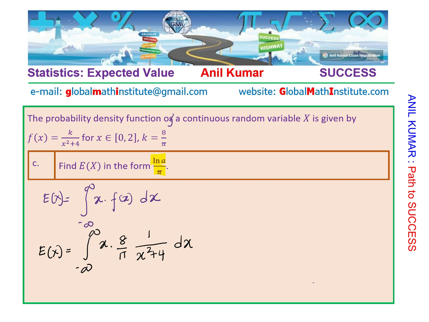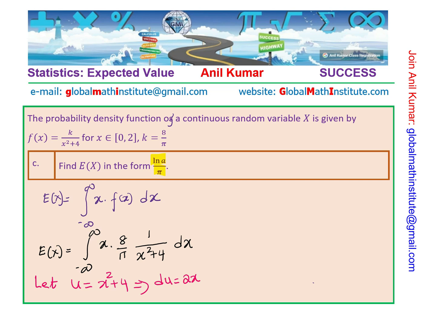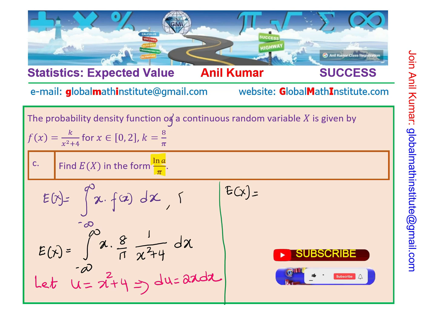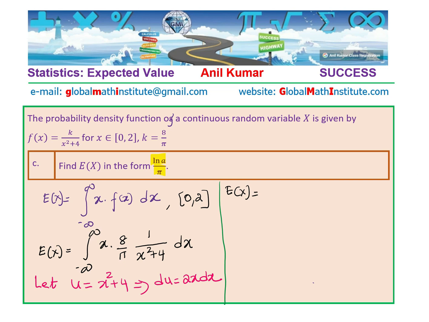And the hint is very clear that we can do a substitution, which is let u equals x squared plus 4. And therefore, that will give you du equals 2x dx, correct? So that becomes the substitution for this integral. And now we can find the expected value. Now we are given this interval is from 0 to 2. Correct? So basically, we are going to integrate between 0 to 2, right? However, there is a catch here, that is, since you change the variable to u, we have to also find what are the new limits for u, right?